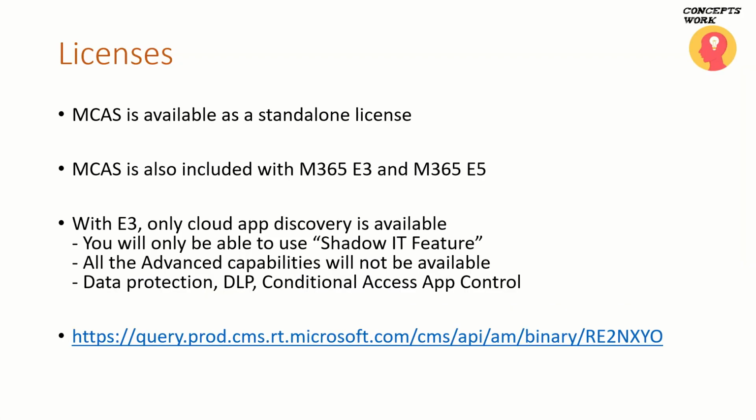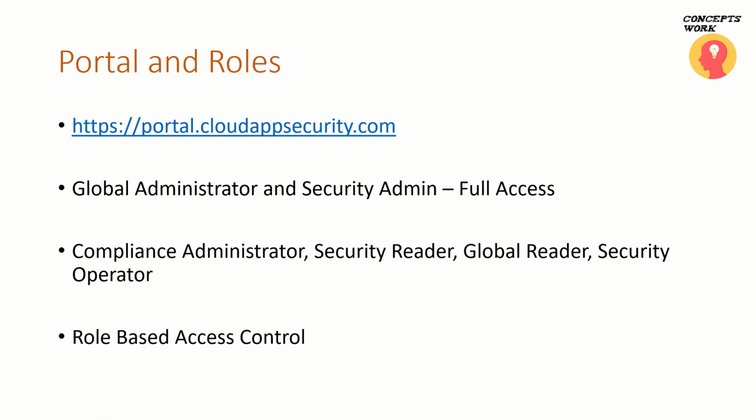Okay, now let's talk about the next part, which is the portal and the roles itself. In order to access the Microsoft Cloud App Security portal, you have to navigate to portal.cloudappsecurity.com. Now by default, the global admin and security admin roles of Azure AD have full access to the MCAS portal.